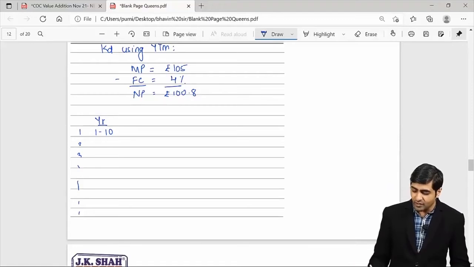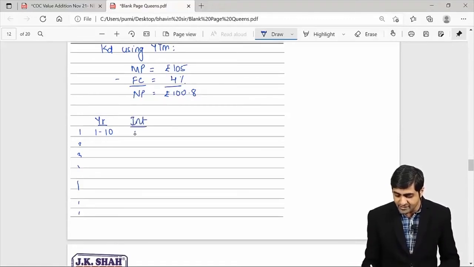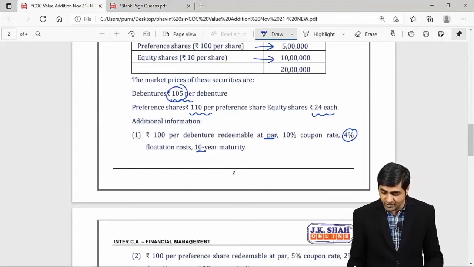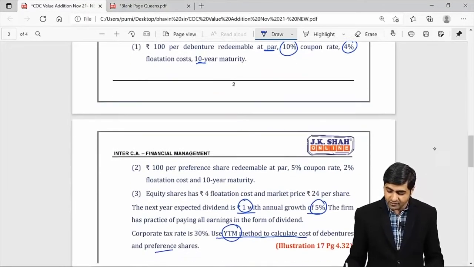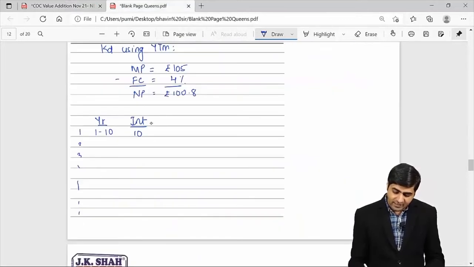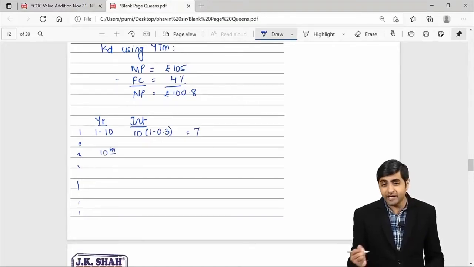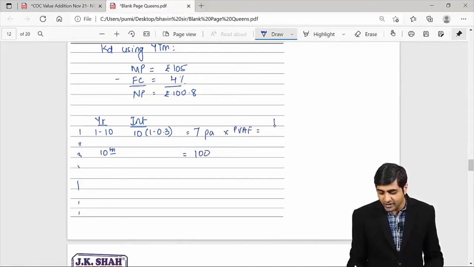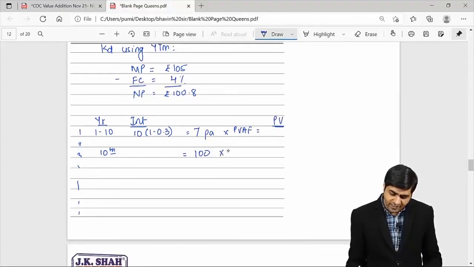So what we will do is, from year 1 to year 10, you know that your interest is 10 rupees. As you can check here, the interest is 10 rupees and the tax rate is given as 30%. So 10 into 1 minus 0.3, so your post-tax interest will be 7. And at the end of the 10th year, you will be redeeming this debenture at par, so that will be 100. So this 7 per annum, we will multiply by PVAF to get its present value, and this 100 we will multiply by the present value factor at the end of the 10th year.